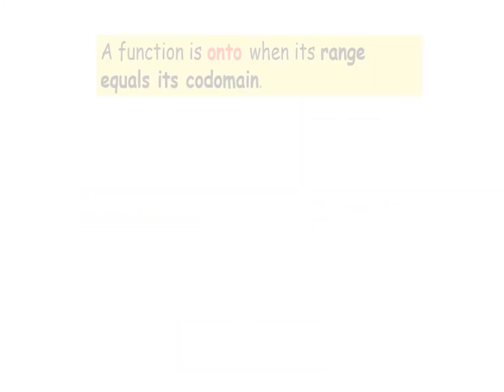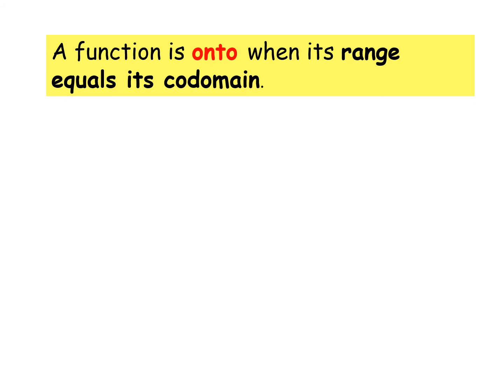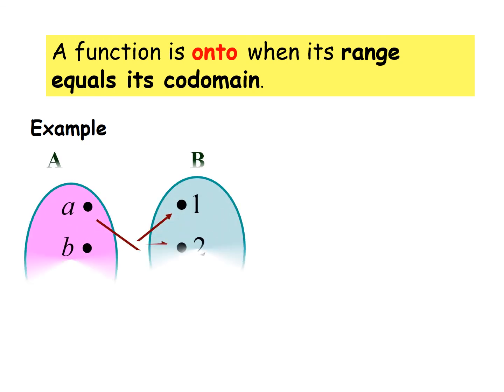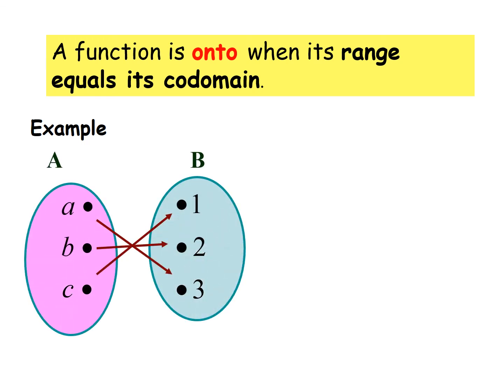Now let's move on to onto function. A function is onto when its range equals its codomain. For example, the first one, we have the relation of set A and set B. This is a one-to-one relation, since as you notice, every object is mapped to one image. Since the range is 1 to 3 and the codomain is also 1 to 3, this is an onto function. So therefore this is a one-to-one and onto function.